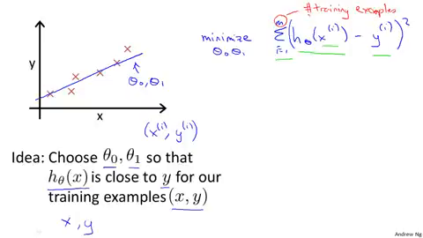That hash sign is the abbreviation for number of training examples. Okay.